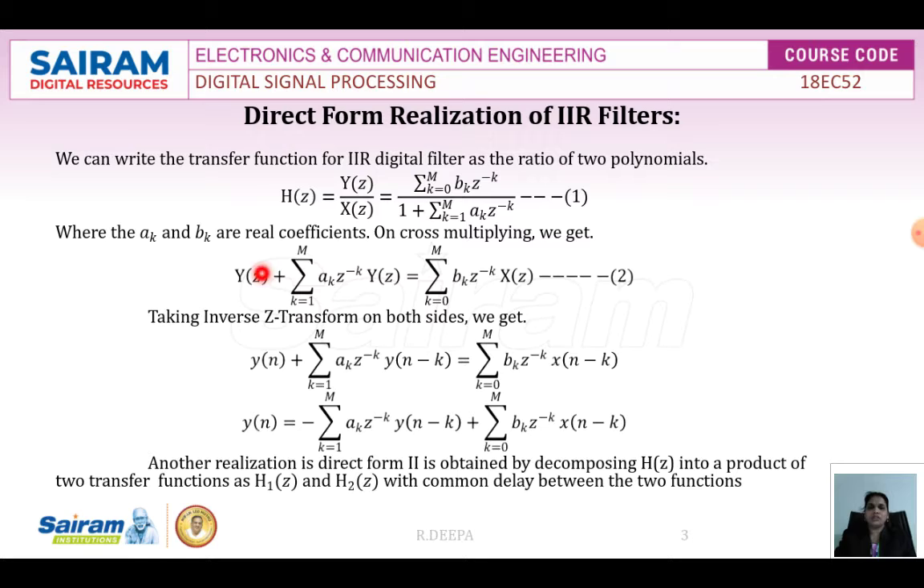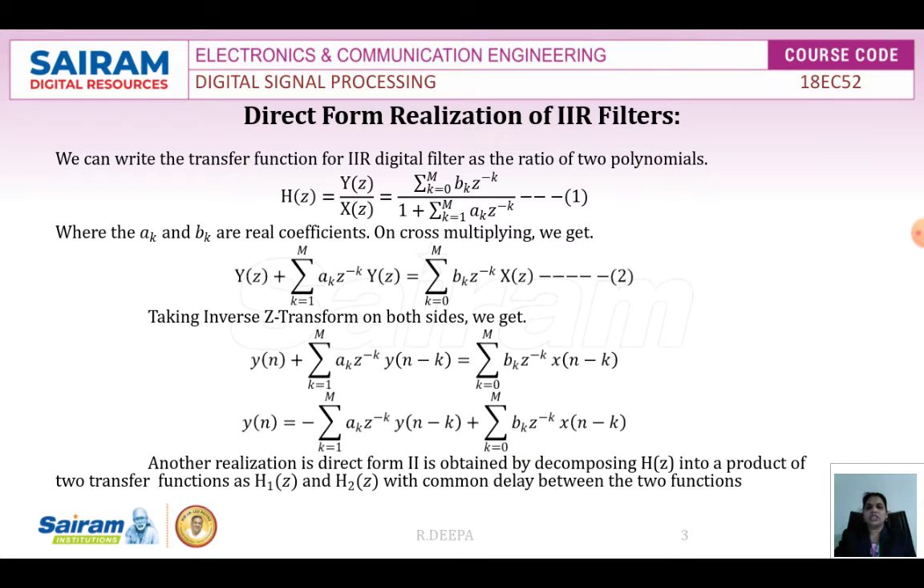Now let us draw the direct form 1 structure. For that, you just cross multiply Y of z with this and X of z with this, and take the inverse z transform on both sides of the equation. Finally you will get the difference equation of the system: y of n is equal to minus summation k equal to 1 to N a k y of n minus k plus summation k equal to 0 to M b k x of n minus k. Using this equation, you can draw the direct form 1 structure for the digital IIR filter.